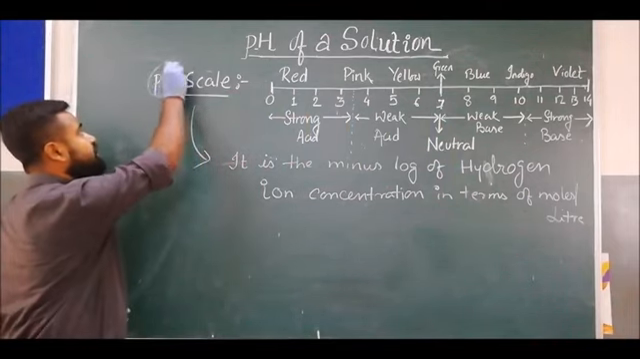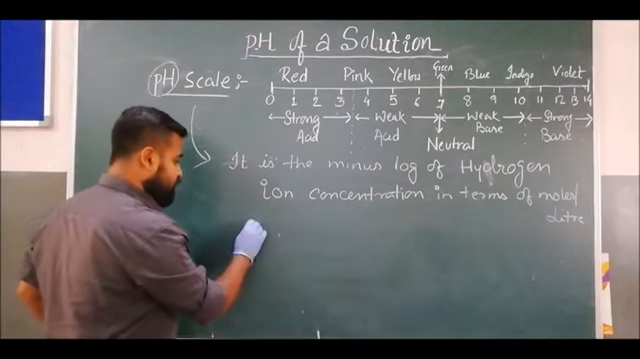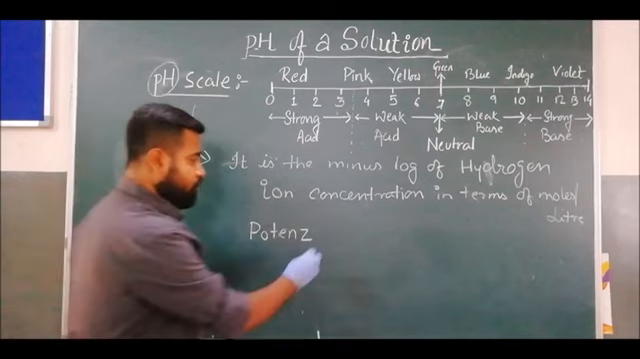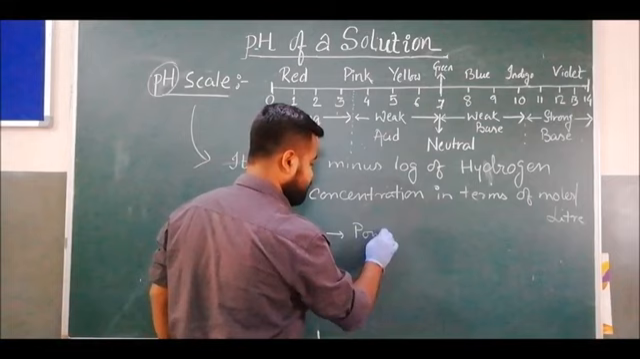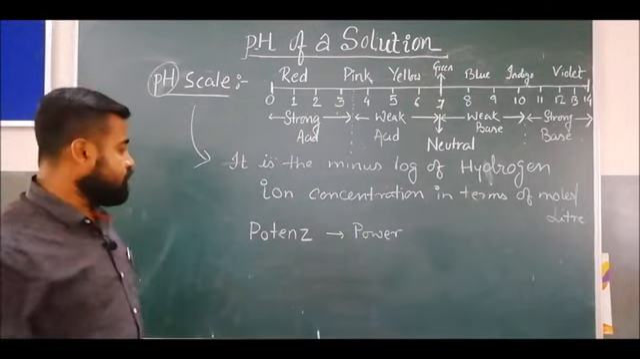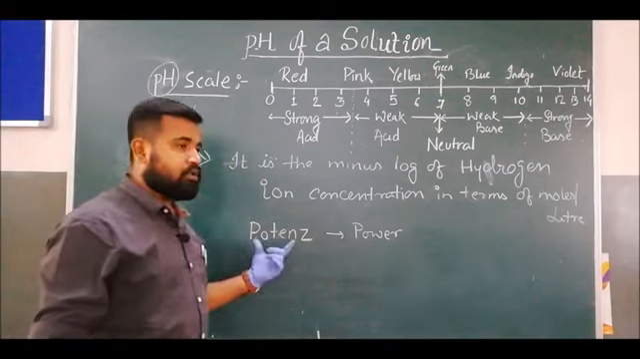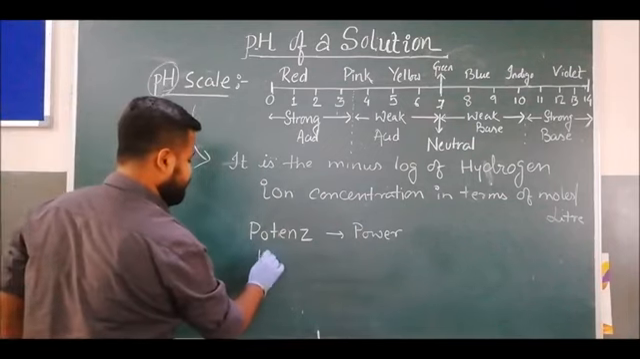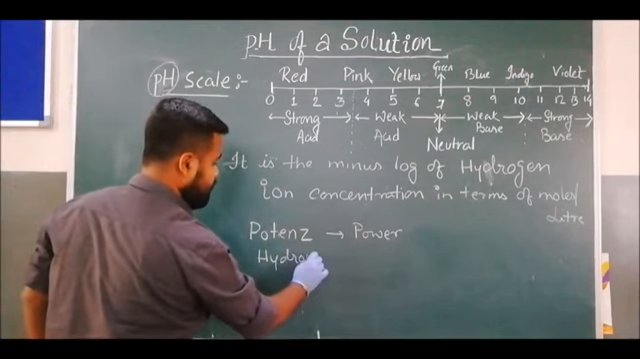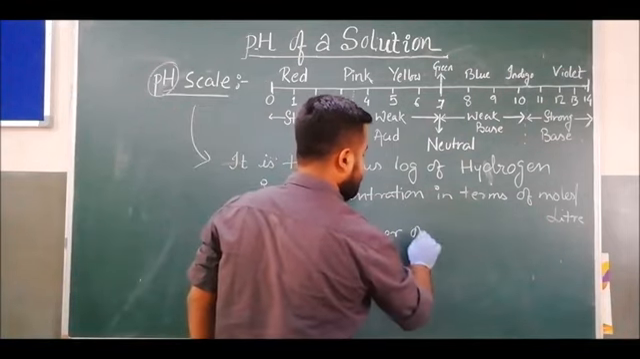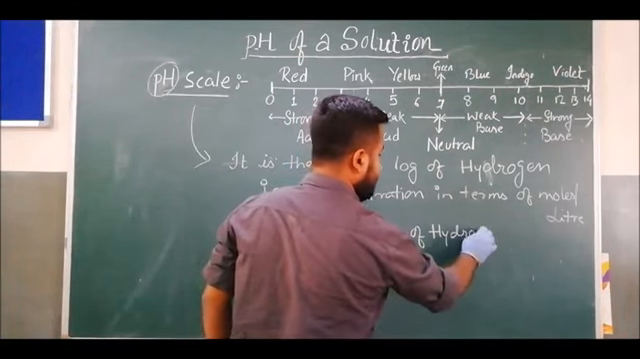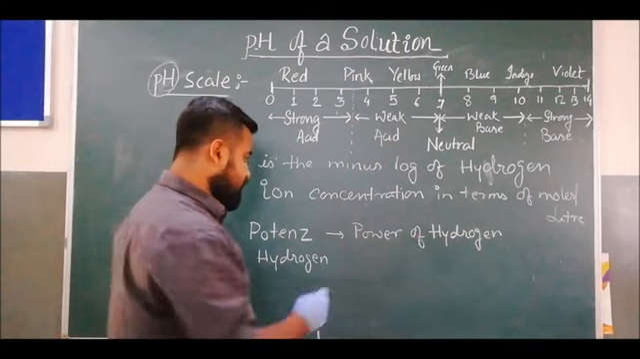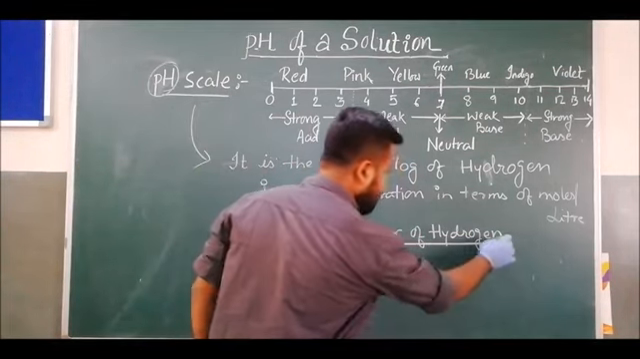What is the full form of pH? What do you mean by pH? pH means potenz. P for potenz, which basically means power. Clear? So P stands for potenz, which is known as power. And what is H? H is hydrogen. So we can also say it is the power of hydrogen. pH means power of hydrogen. So remember, the pH is power of hydrogen. It determines the power of hydrogen.